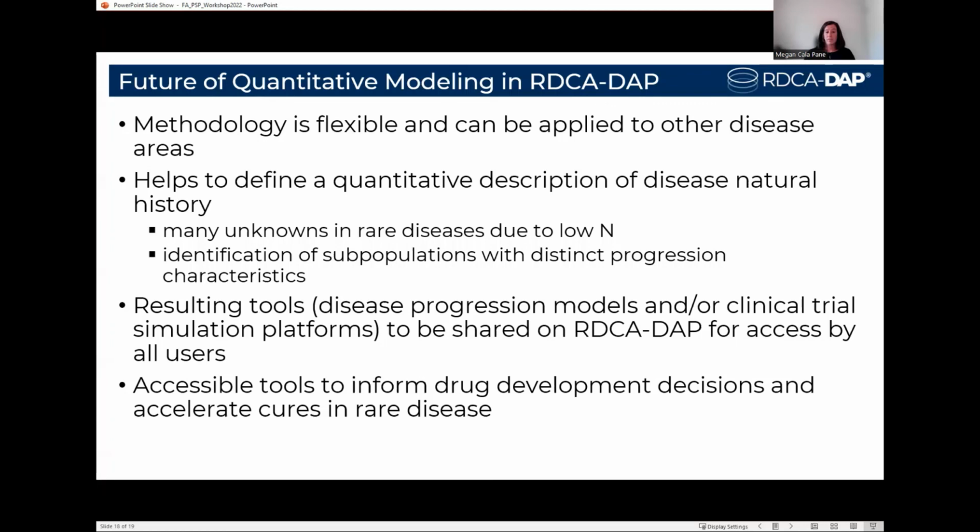And as these tools are developed, the intention is to host them on the platform and provide open access to all users in the RDCA-DAP community. And the long-term goal here is to have these tools readily accessible to inform critical clinical trial design questions for drug development and to ultimately accelerate cures in rare disease.